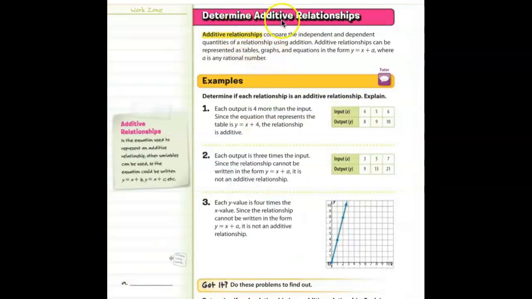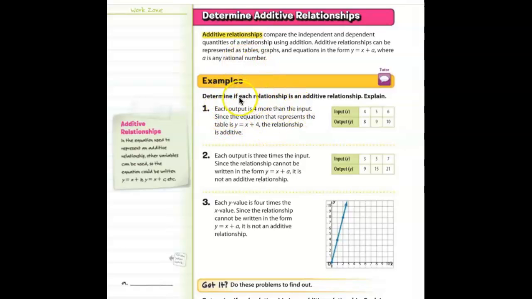All right, so determine additive relationships. Additive relationships compare the independent and dependent quantities of a relationship using addition. Additive relationships can be represented as tables, graphs, and equations in the form of y is equal to x plus a, the constant, where a is any rational number.